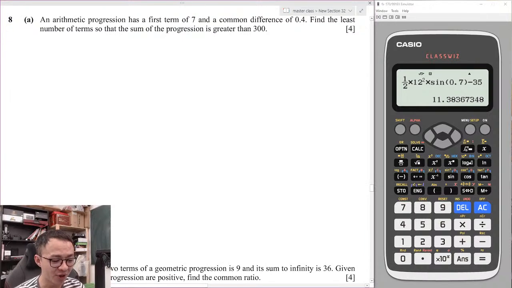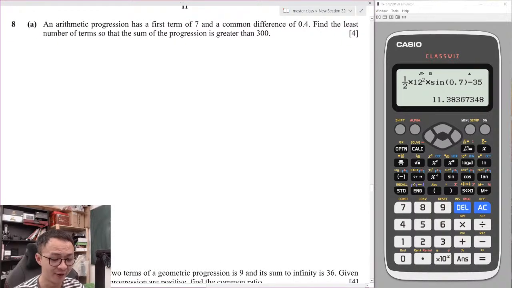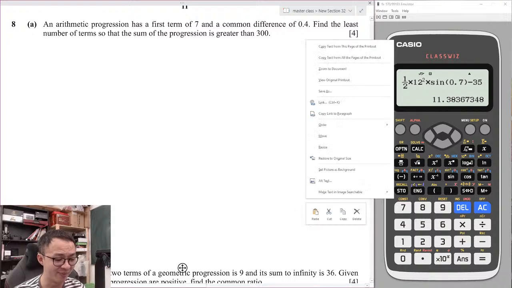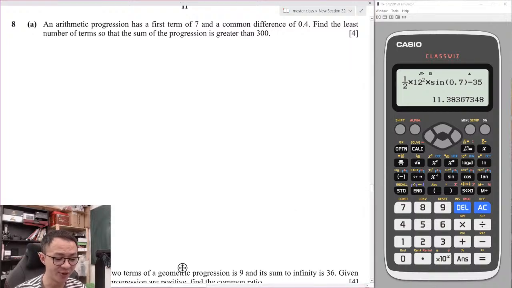An arithmetic progression has the first term of 7 and common difference of 0.4. Find the least number of terms so the sum of the progression is greater than 300. So I know this is what they want: Sn is bigger than 300. And then I will explain about least number at the end, but not now. So they tell me a is 7, my d is 0.4.